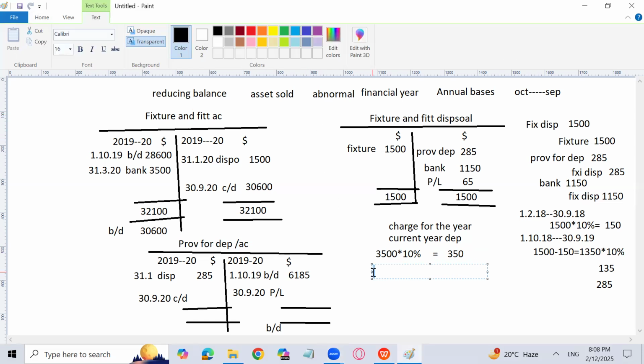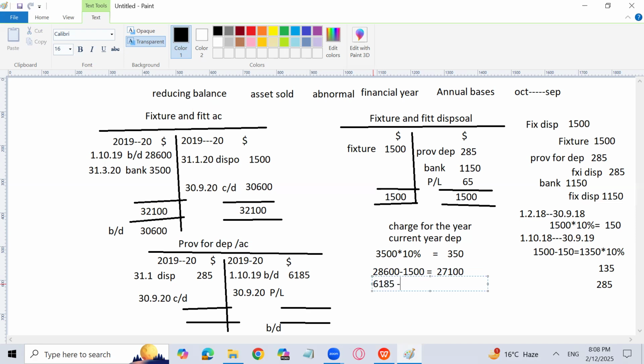So let's do that. Cost of existing asset is 28,600 minus cost of asset sold, that is 1,500. So the answer is going to be 28,600 minus 1,500, that is 27,100. Then depreciation on the existing asset is 6,185.